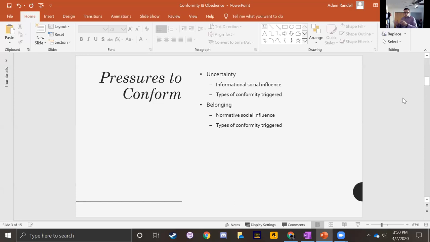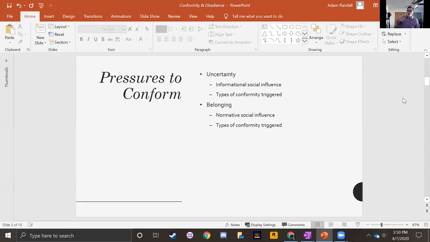So when we walk into a situation where we don't know what the right thing is to do, we might conform. When we walk into a situation where those that we want to be friends with or those that we care about are all doing something, we do what they do. All right. So those are the two reasons we tend to conform.